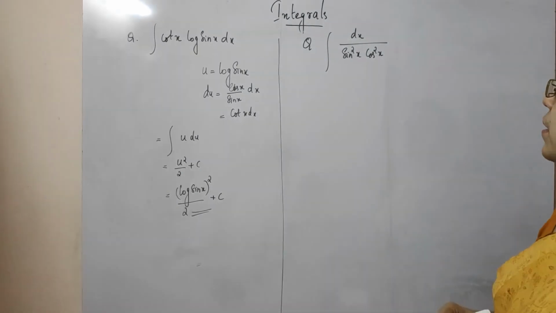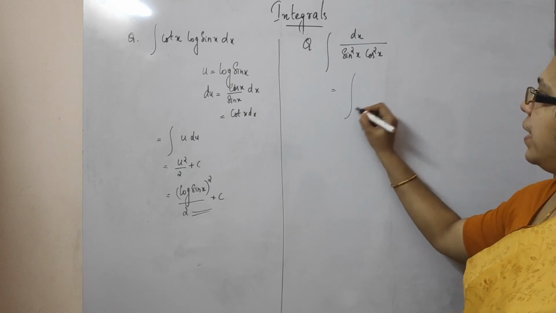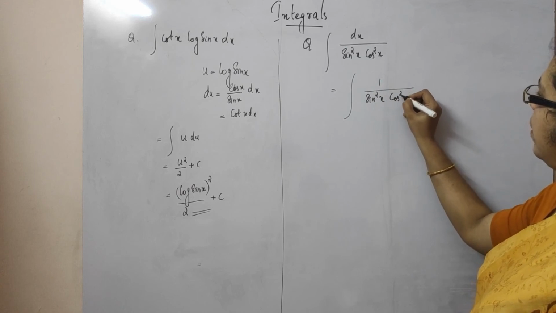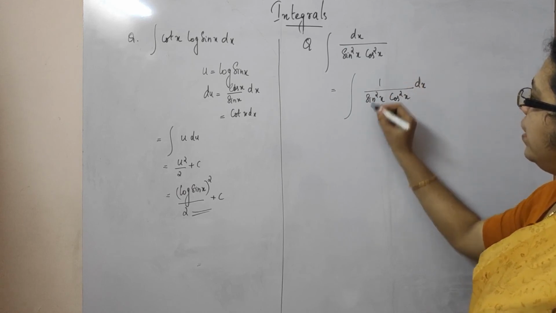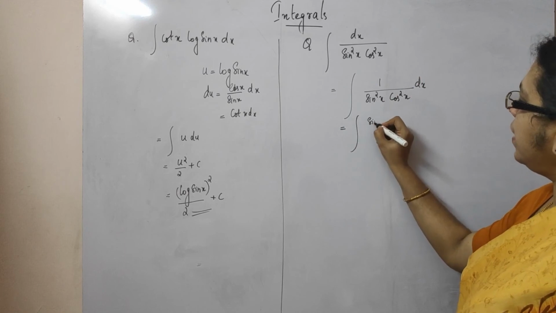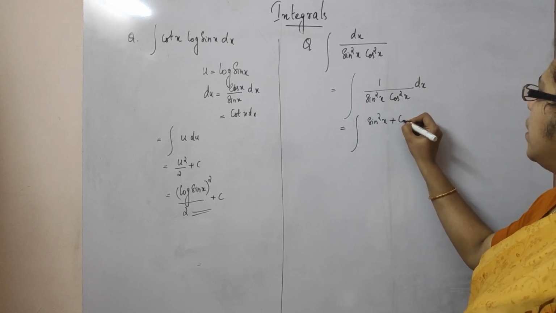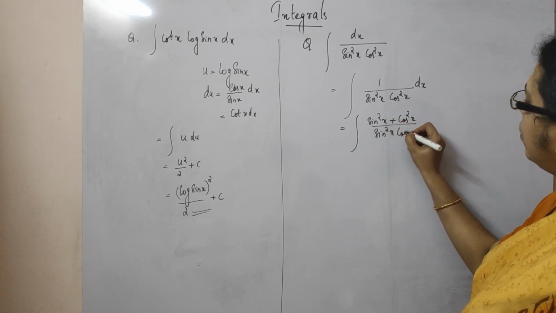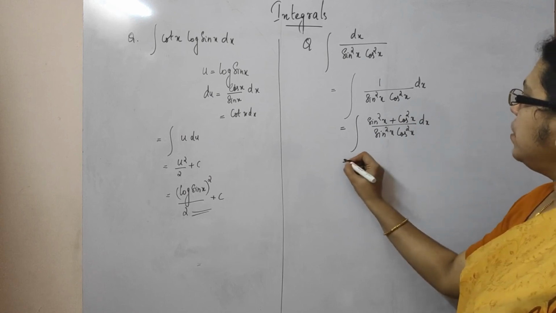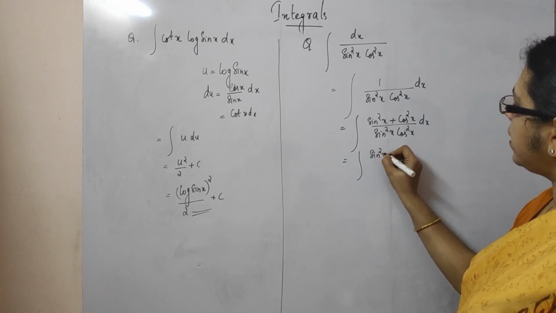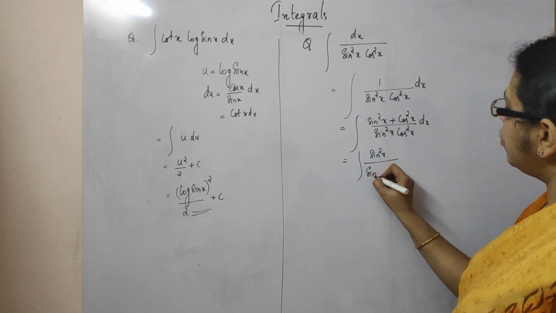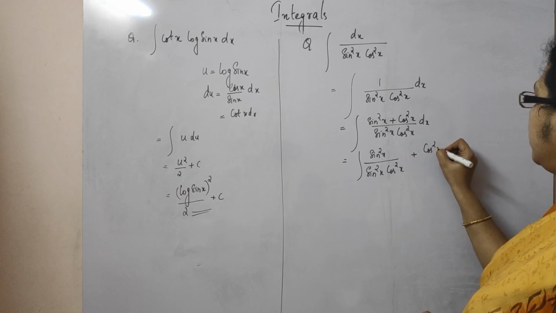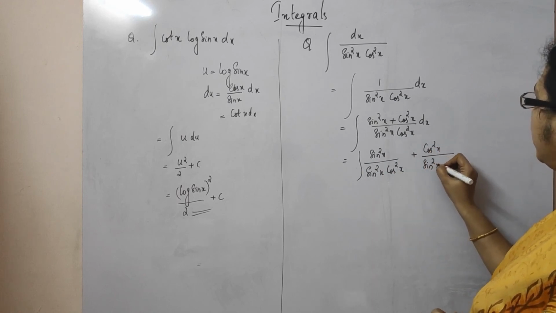So these are very simple questions from the second exercise actually. Okay. Now, coming to the next one. I write this as 1 by sin square x into cos square x into dx. Now this 1 here, I will write as sin square x plus cos square x by sin square x into cos square x into dx. Now this is integral of... I have a common denominator, so I divide each of the terms in the numerator, and common terms cancel off.